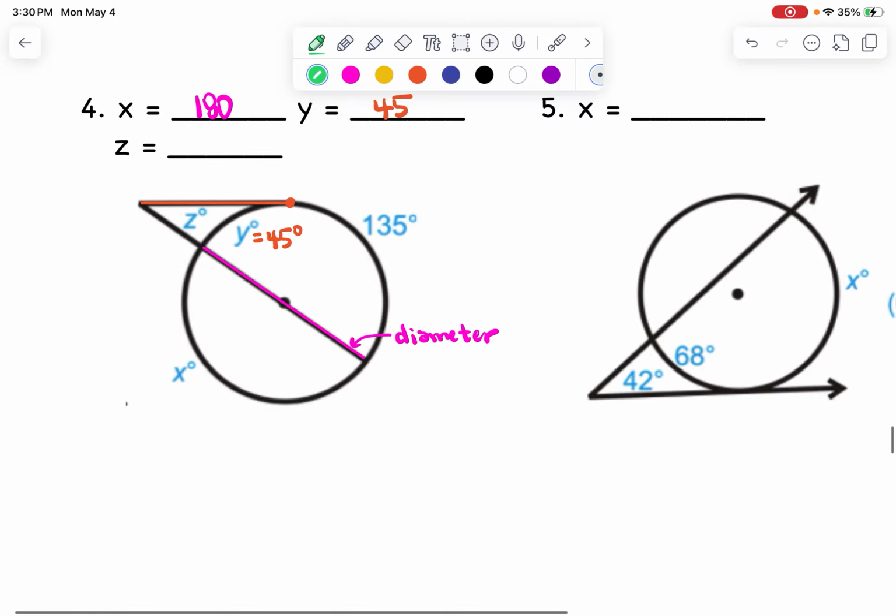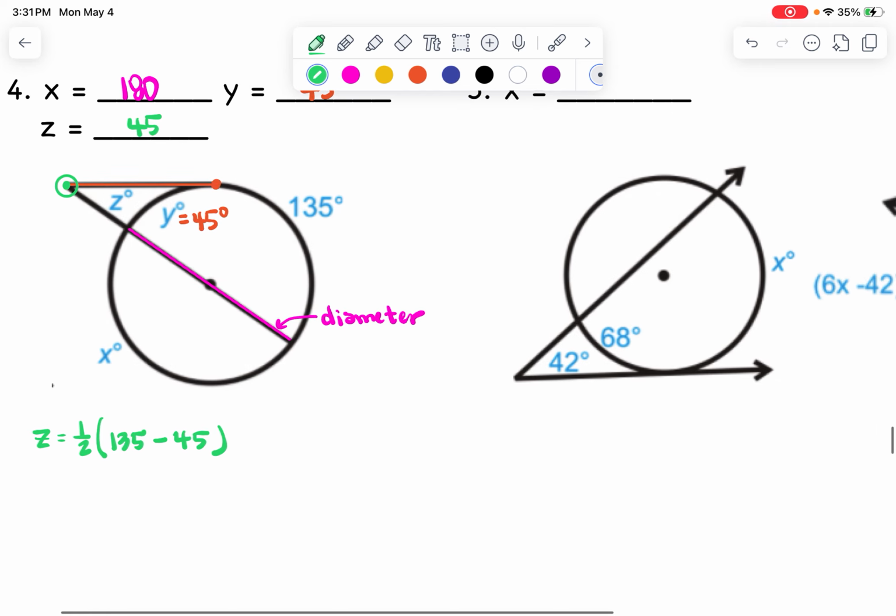And now that we know that Y, now I can solve for Z, which is an outside angle. So I know Z is going to be half the difference of his two intercepted arcs. And his two intercepted arcs are 135 and 45. So that's going to give me half of 90, which makes him 45 also. Okay.